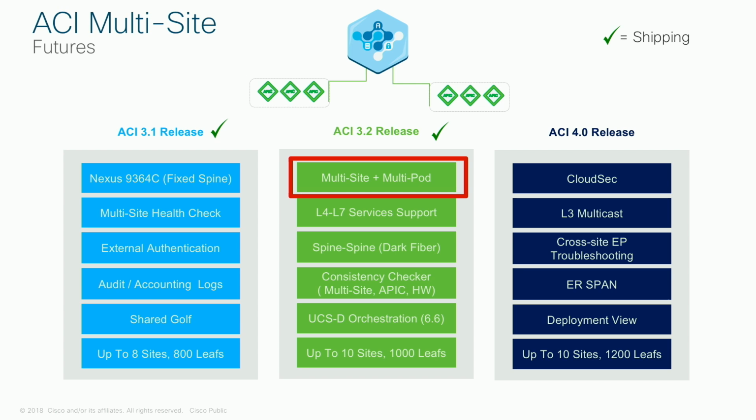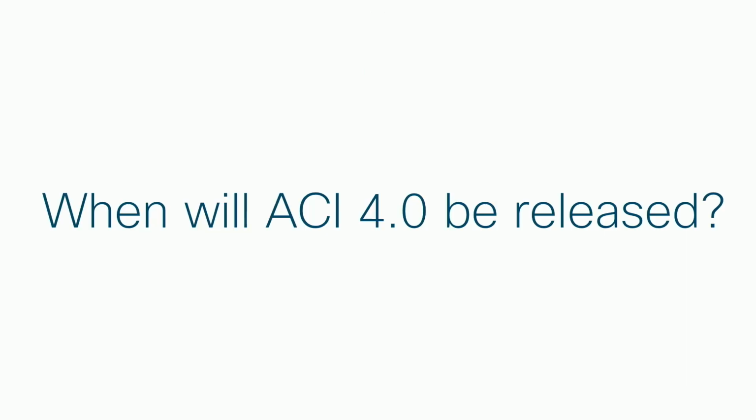In 4.0, we get something called CloudSec, and L3 multicast, which is basically TRM, multicast over VXLAN, which we are also having in NX-OS, and a few other features. But the reality is that 4.0 is coming very soon, and CloudSec is one of the capabilities where we can actually use our hardware to create encrypted tunnels between your sites at line rate. So when will 4.0 be released?